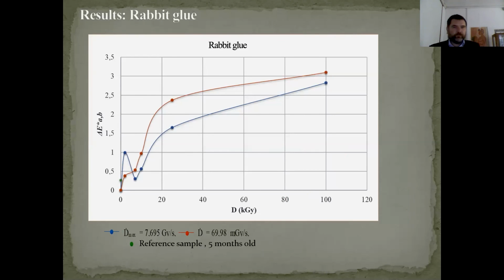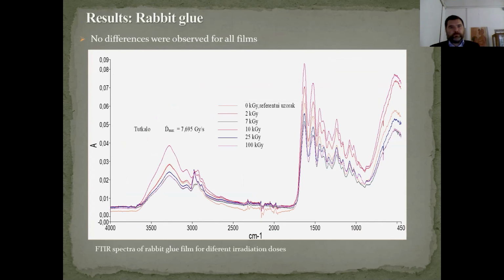Rabbit glue. Colorimetry of rabbit glue also shows that delta E, or color change, is acceptable even at 100 kilograys doses. Our infrared spectra show a similar thing: there are no significant differences on all films for all doses applied.